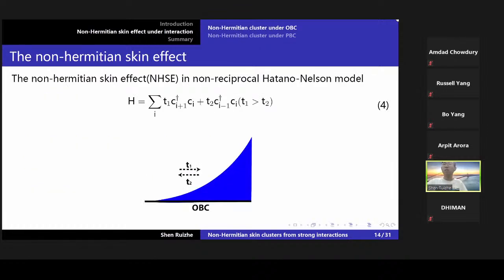Now, before going to the main result, let me explain the non-Hermitian skin effect first. This is a simple model with non-reciprocal hopping, and the non-Hermitian skin effect can be seen by comparing PBC versus OBC. If the system is under OBC and the non-Hermitian skin effect works, we can say there is localization at the boundary. We call it skin localization. This form of localization, skin localization.